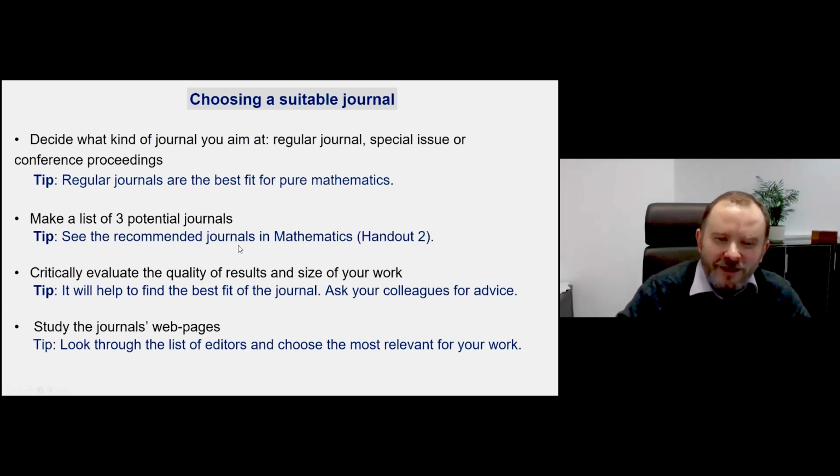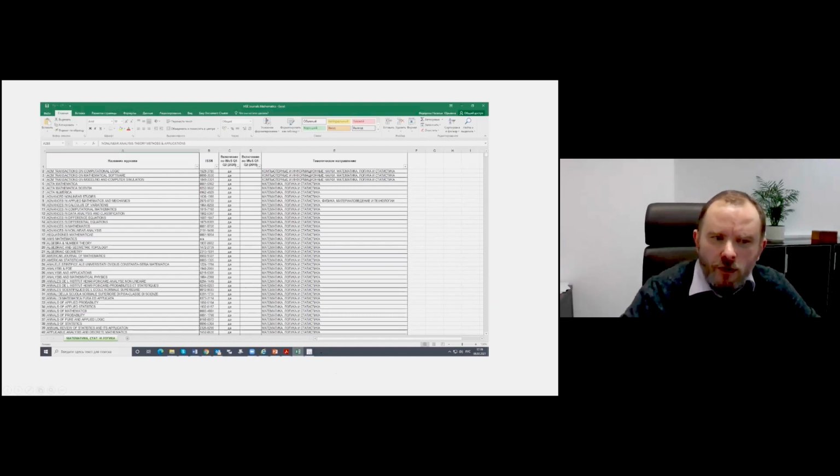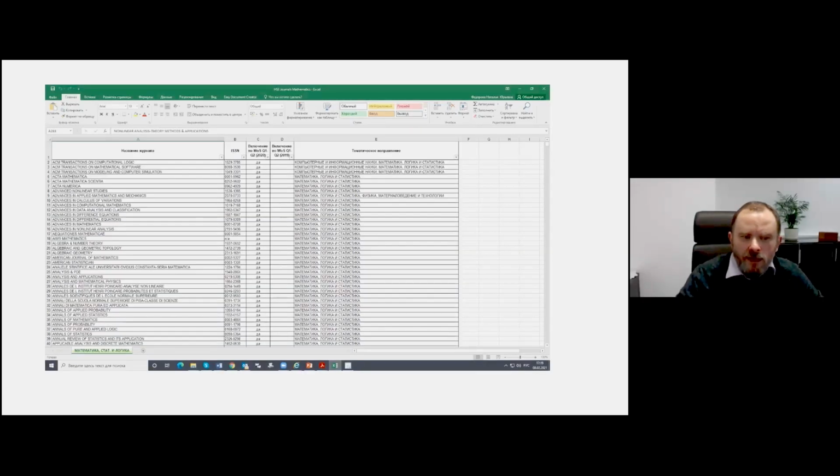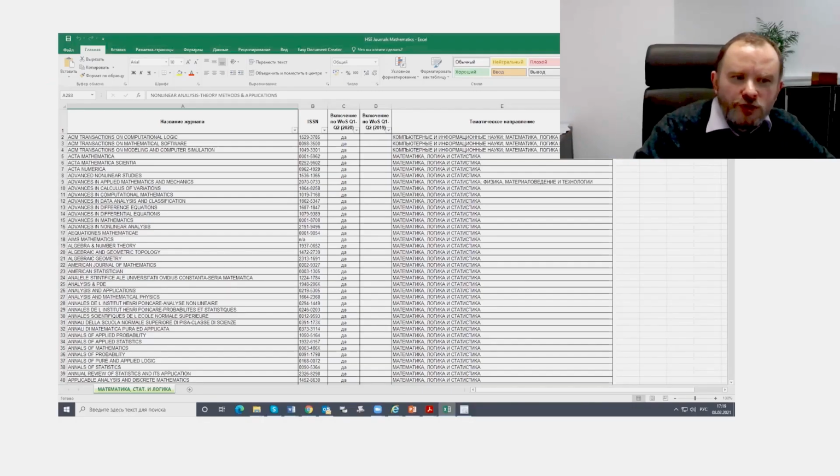Okay, let us go to the next slide. And this is the list which I mentioned, which is produced in Higher School of Economics. This is based on first and second quartile in the Web of Science. But for me, this is useful information when I say, I want to submit a paper, and I go through this list.